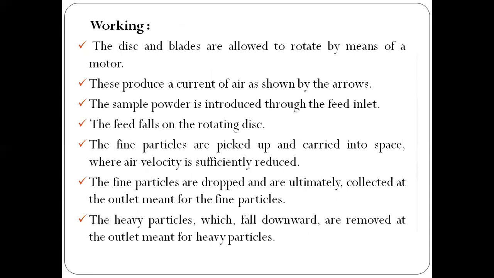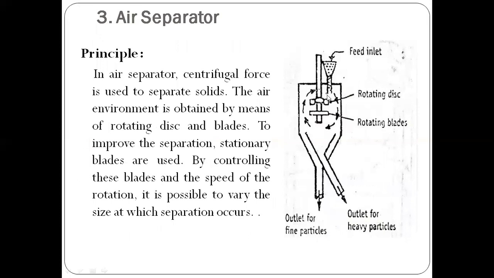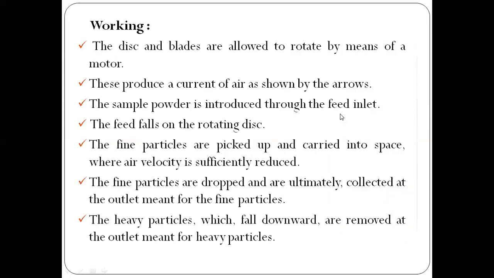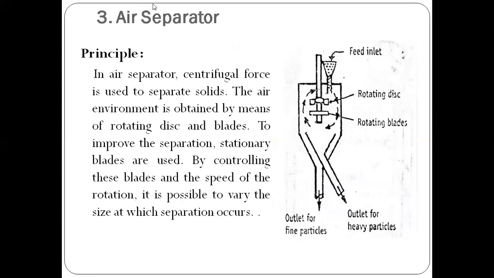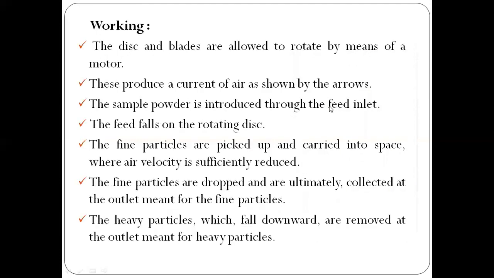Working of this equipment: the disc and the blades are allowed to rotate by means of the motor. So this produces the current of air as shown by the arrow. So this is the arrow which is showing the air current. The sample powder is introduced through the feed inlet and falls on the rotating disc. So this is the feed inlet, and the feed falls on these rotating blades and the rotating disc.